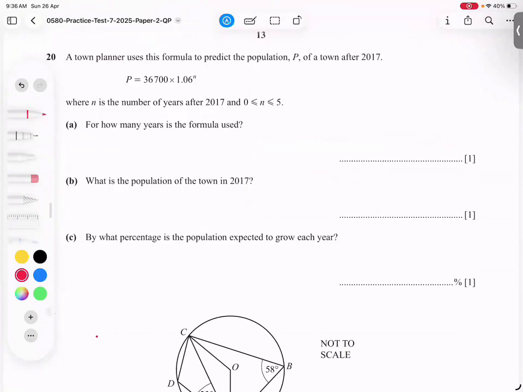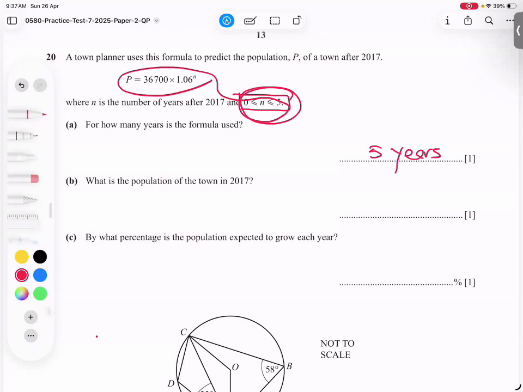A town planner uses a formula to predict the population for the town, 17, and this formula is given as a function of the number of years, 0 to 5. This is very important. Starting from 0 and going till 5, less than 5. So how many years is this formula used? 5 years. The reason is we can see in the top table, this formula is applicable 0 to 5 only.